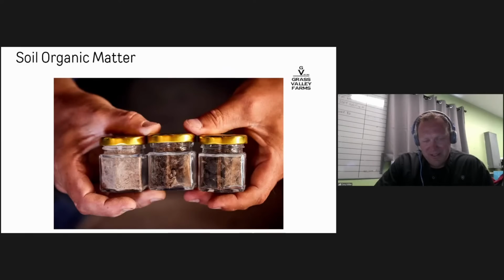The other thing too, this is one of my favorite pictures of the 3 different soil types that we have on our ranch. On the left-hand side, this is less than 2% organic matter. In the middle, this is 4.5, 5, I believe. And then on the right is a place that I found that's over 10%. You can just see in that jar on the right how big and chunky and aggregated that soil is. And that happens when you have a lot of active biology.